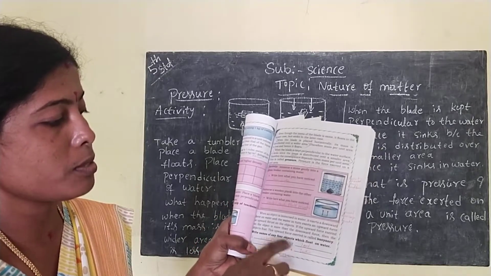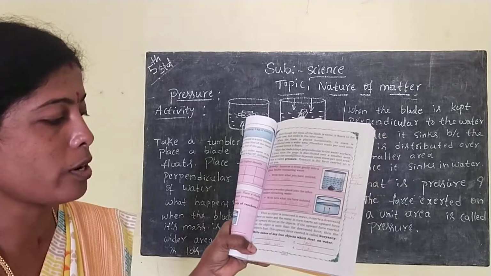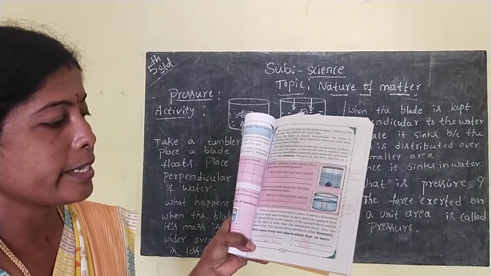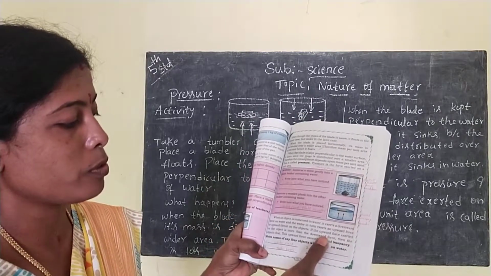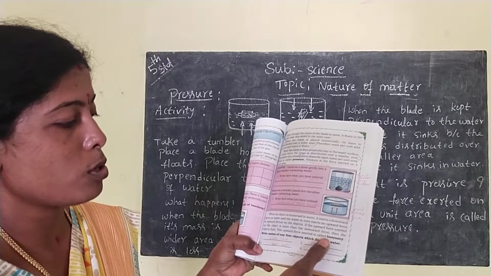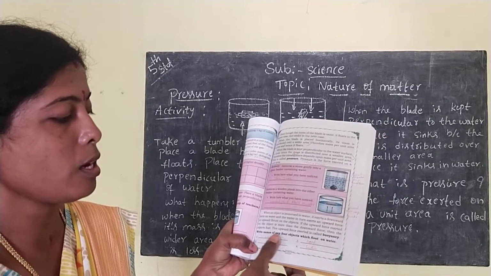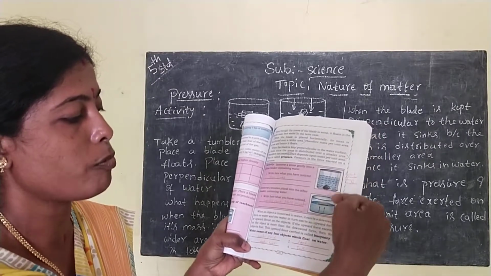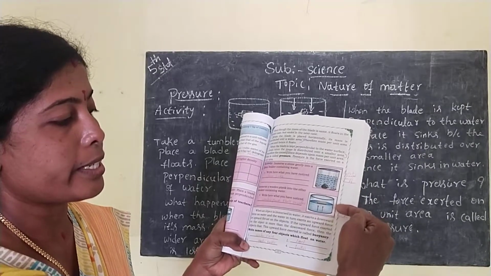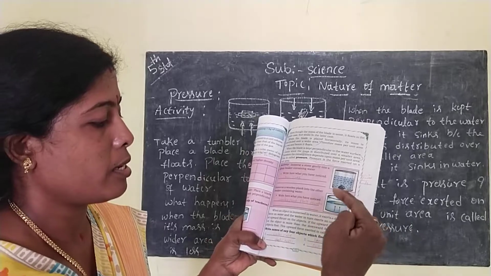When an object is immersed in water, it exerts a downward force on water, and the water in turn exerts an upward force or upward thrust on the object. If the upward force exerted on the object is more than the downward force, then the object floats. This upward force is called buoyancy. What do we call it? Buoyancy. Okay, children.